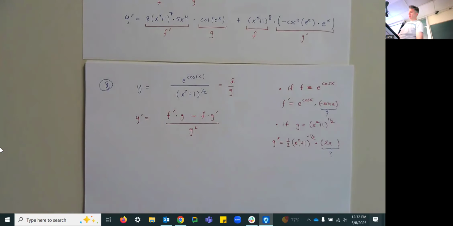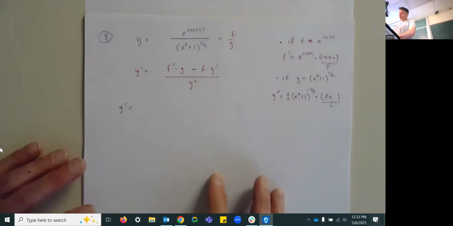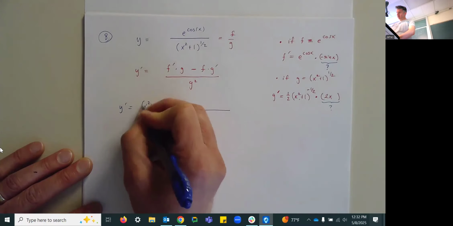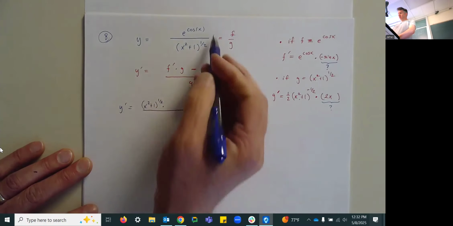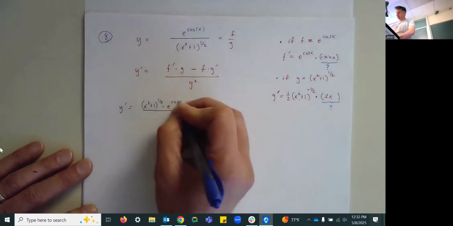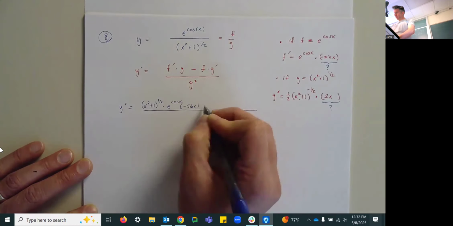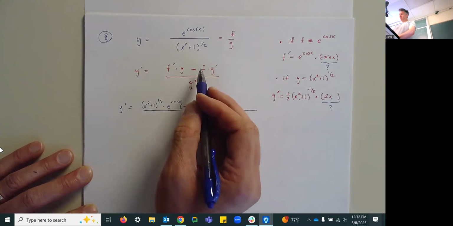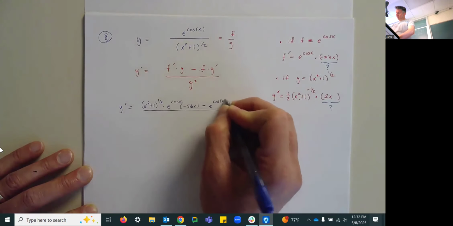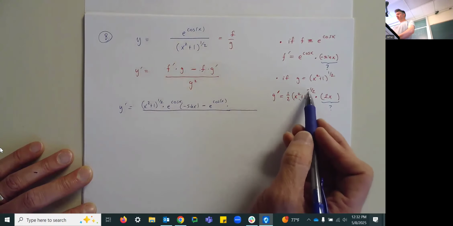So when we start writing this out, we can say that our y prime here is equal to the bottom, (x squared plus 1) to the 1/2, times the derivative of the top, which we already wrote over here, is e to the cosine x times negative sine x, minus, now we switch it up, it's our function f, which is e to the cosine x, times the derivative of the bottom, which is going to be 1/2 times (x squared plus 1) to the negative 1/2 times 2x.